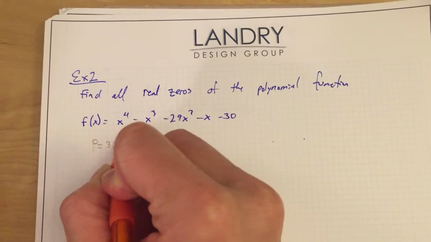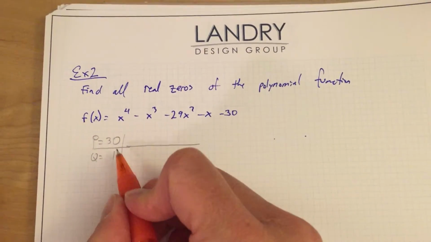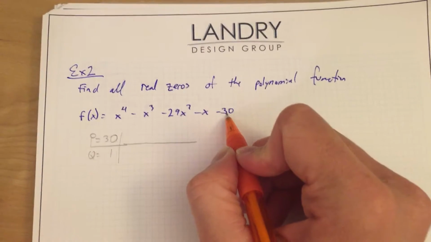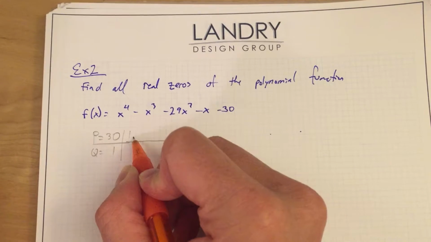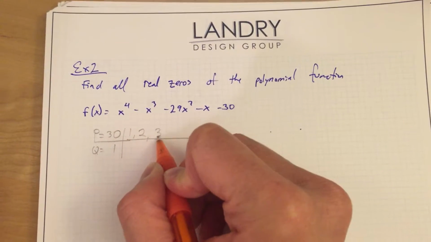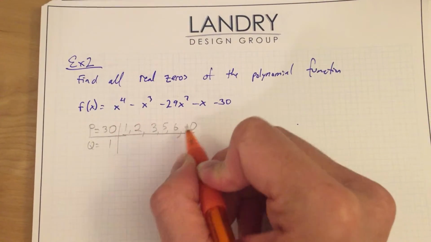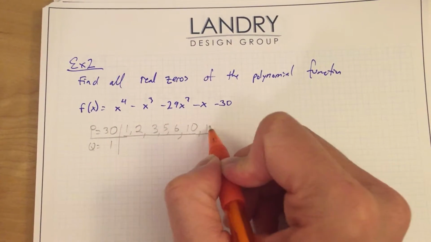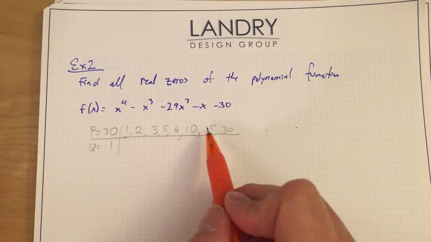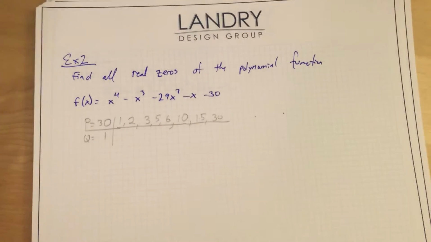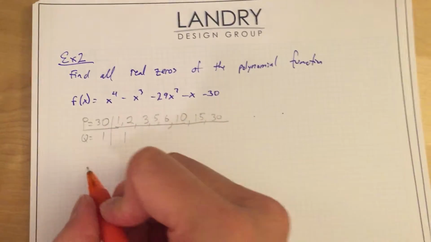All right, so if we're back, we're just double checking all of our work. So our P, our constant term right here, is 30. And so I like to put all my numbers in order. So it'll be 1, 2, 3, 5, 6, 10, 15, and 30. So 1 times 30, 2 times 15, 3 times 10, 5 times 6. Perfect. And the great thing about Q as 1, it's so easy. So this was a pretty easy problem.